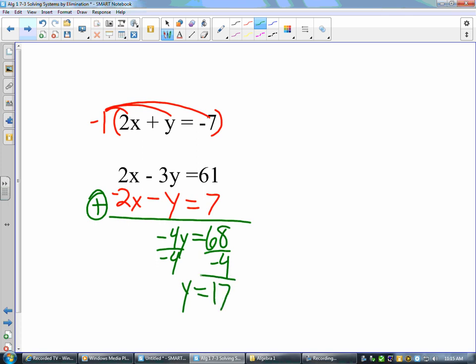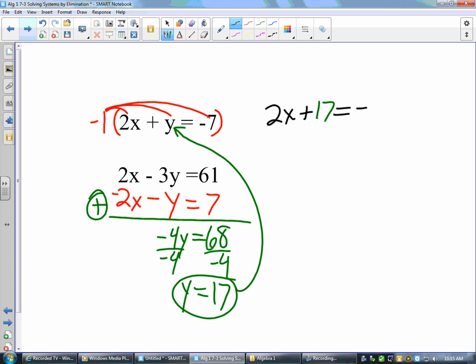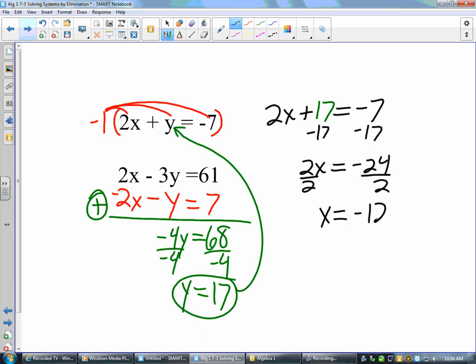Once we have 17, we can pick either one of these formulas and solve it. I'm going to pick this equation and put it back there. So my original equation was 2x plus, and I know y is 17, equals a negative 7. Minus 17, we'll get a 2x equals a minus 24. Divide by 2, divide by 2. X will have to equal a negative 12.